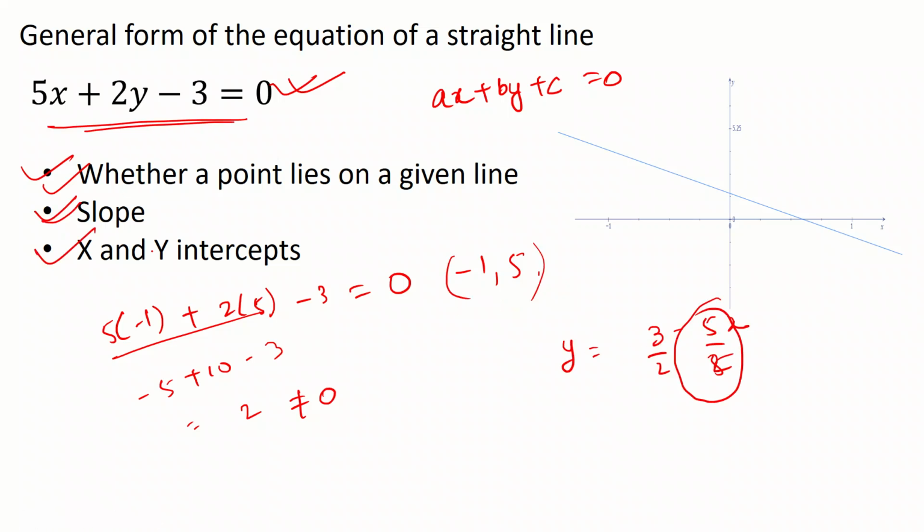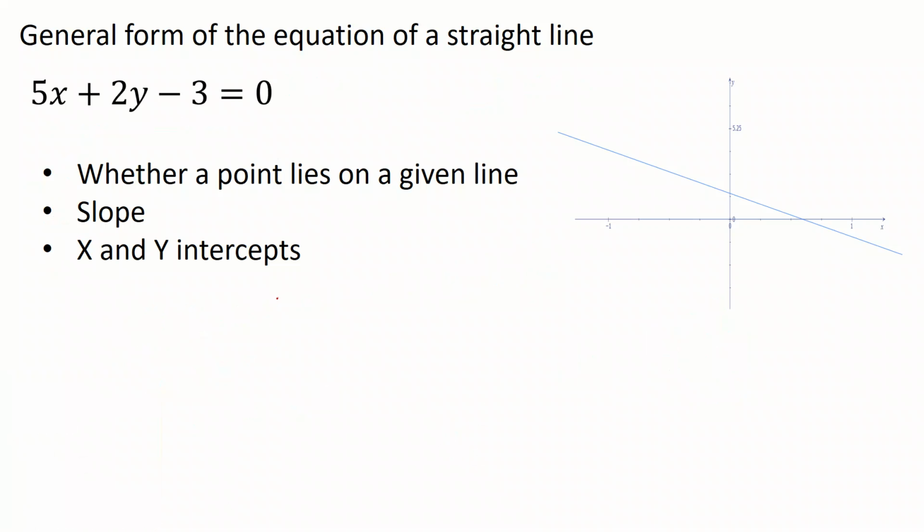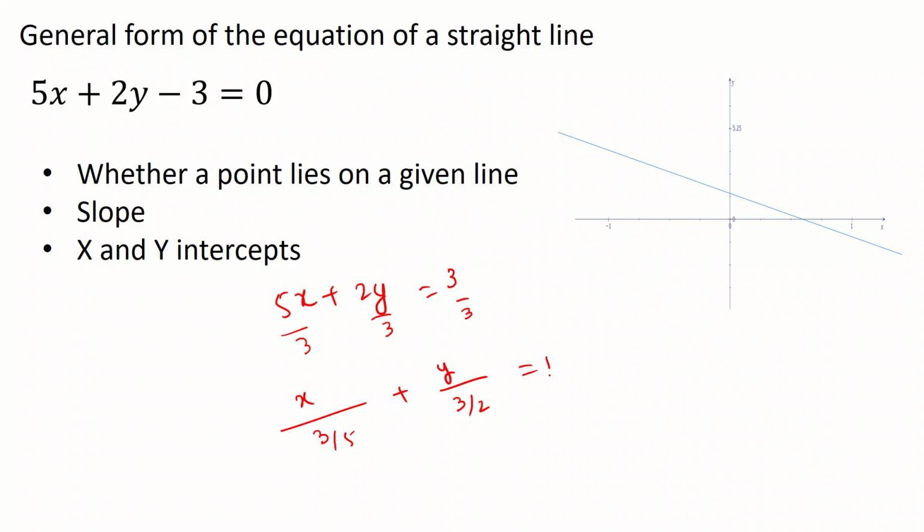And how can you find out the x and the y intercepts? You just write it down in the form x by a plus y by b is equal to 1. That means given this equation, 5x plus 2y, we can take 3 on the other side. 5x plus 2y is equal to 3, and then divide by 3 on all the sides to make the right hand side equal to 1. So what I have is x divided by 3 by 5 plus y divided by 3 by 2 is equal to 1. So my x intercept is 3 by 5 units, y intercept is 3 by 2 units.